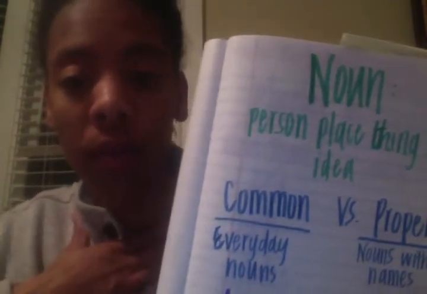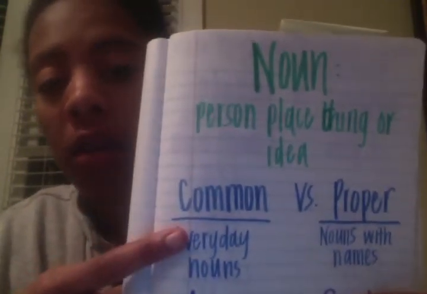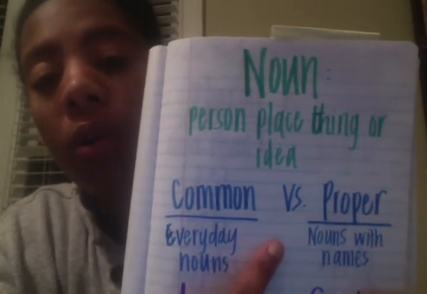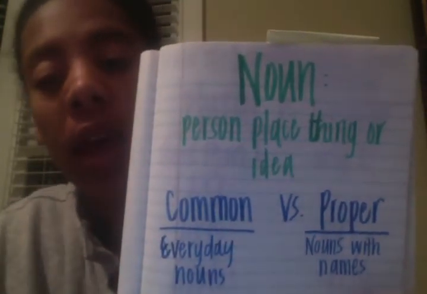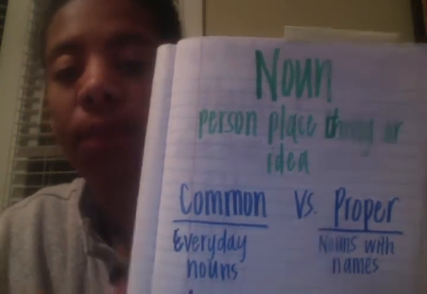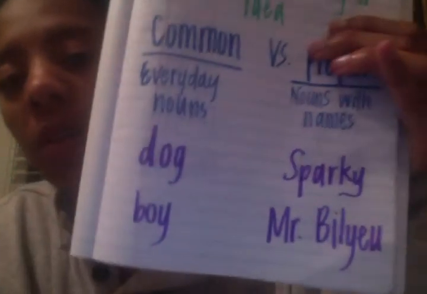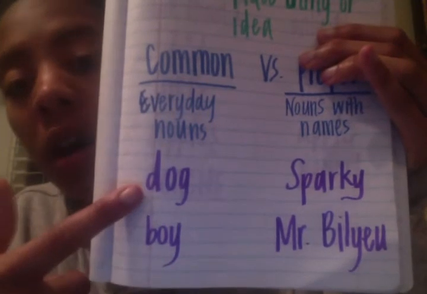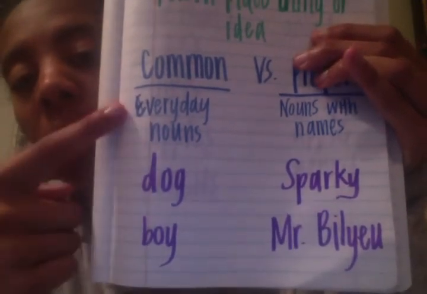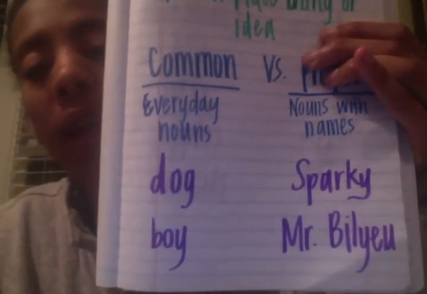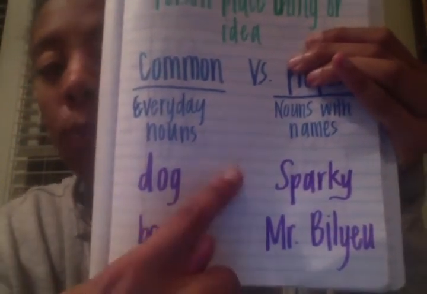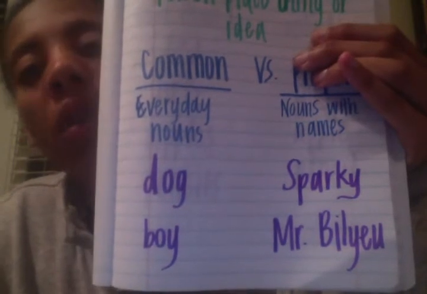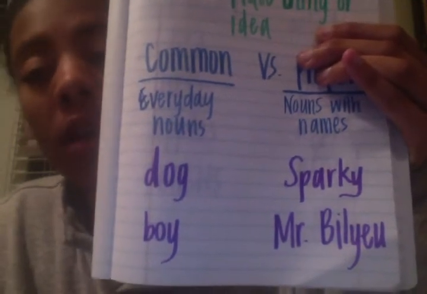So you can have a teacher, which would be a common noun, or you could have Miss Woodson, which would be a proper noun because you then assign the teacher a name. Some other examples include dog. So the dog is common. It's an everyday noun. It doesn't have a name. It could be any dog in this whole world. But if you say Sparky the dog, then you know that that dog has a name and it belongs to someone.